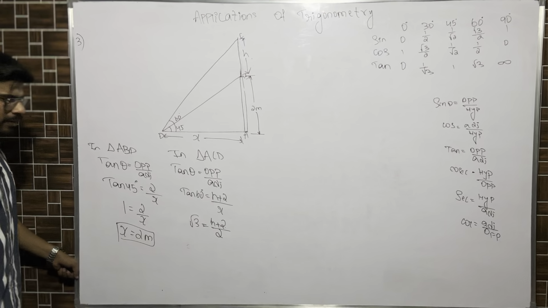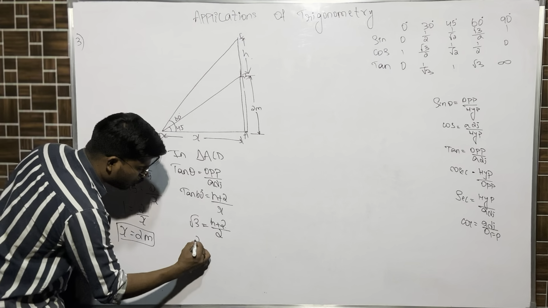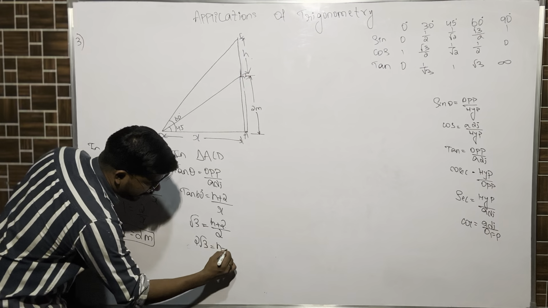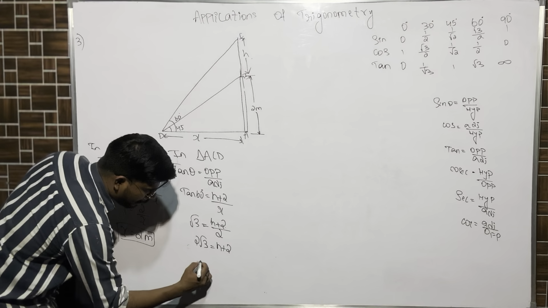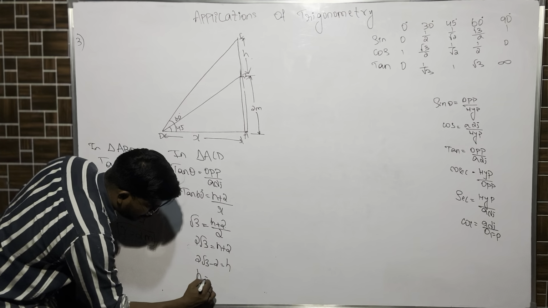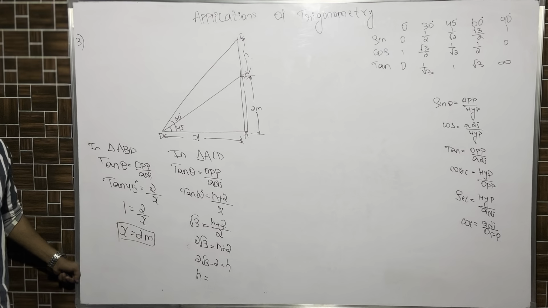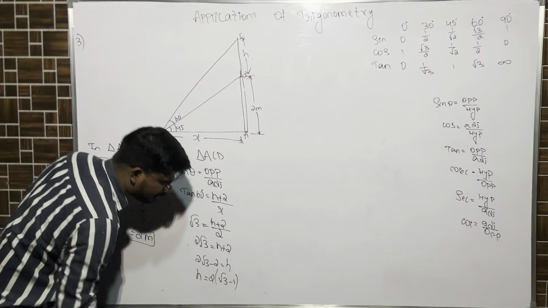H by 2, 2 by 2 is not required. 2 is in division. If I send it over here, it will become multiplication. So 2 root 3 is equal to h plus 2. Plus 2 is transferred to this side, it will become minus. 2 root 3 minus 2 is equal to h. So therefore h is equal to 2 root 3 minus 2. If I take 2 common, it will be root 3 minus 1.